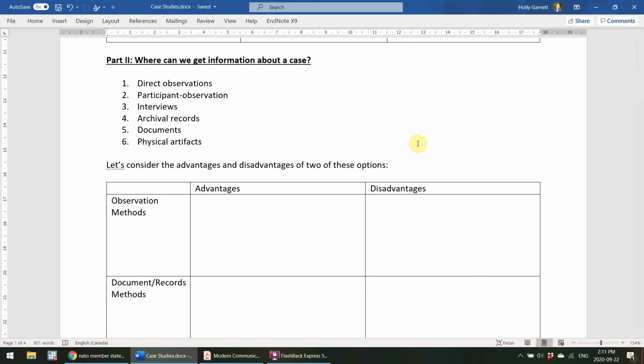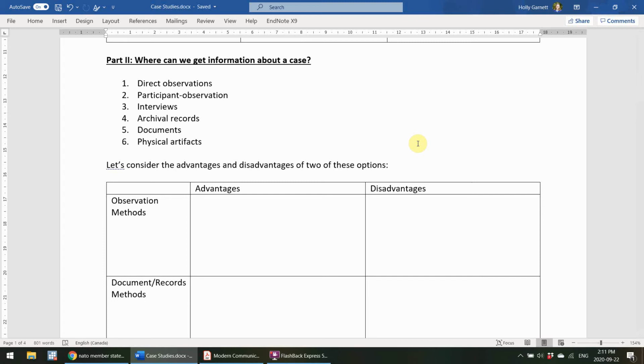So here's an example. I have colleagues who do work on election campaigns and how micro-targeting works. And so what they did is they actually went to a select number of campaigns during an election and observed the campaign at the headquarters, on the streets. What exactly were they doing?